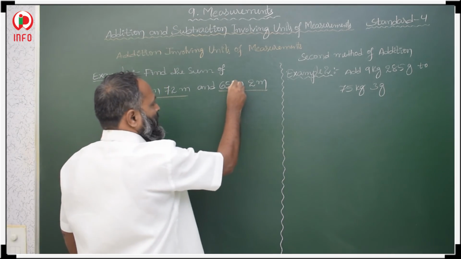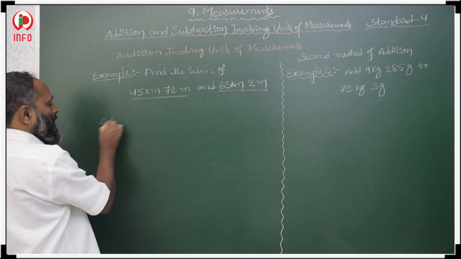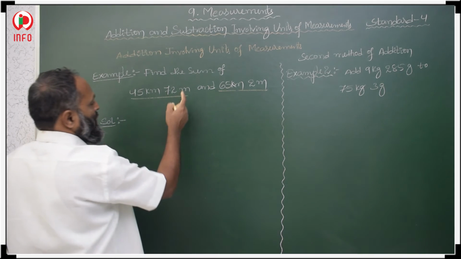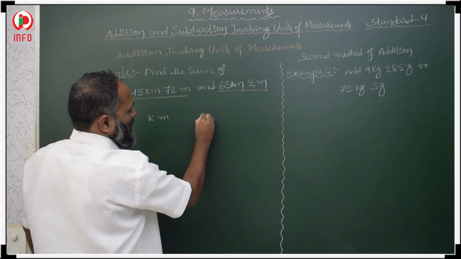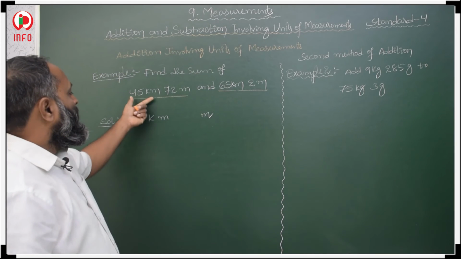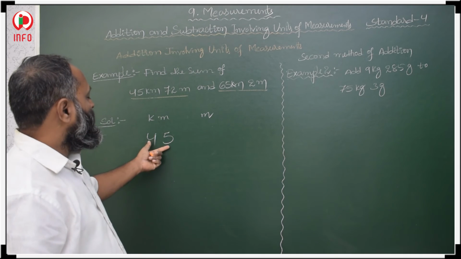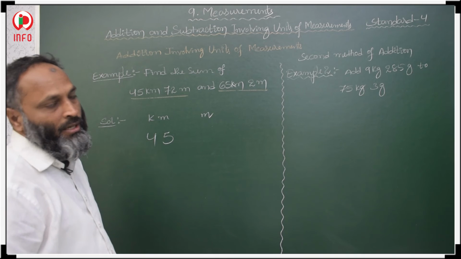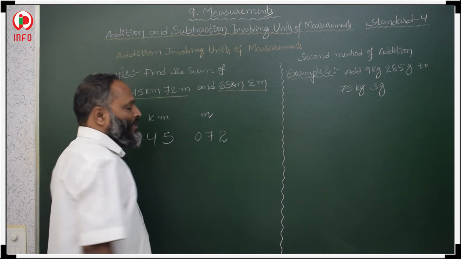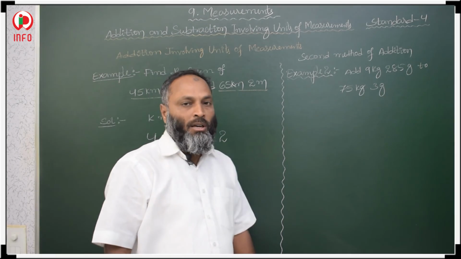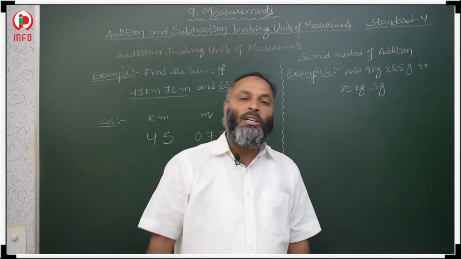Here 65 kilometers. Now how to add? First we should arrange this into columns. So first, we write kilometers, leave some space, and write meters. In the first one, 45 kilometers in the kilometer space, and 72 meters. So 72 means we have to write 072. Why should we take 072? Because 1 kilometer is equal to 1000 meters.